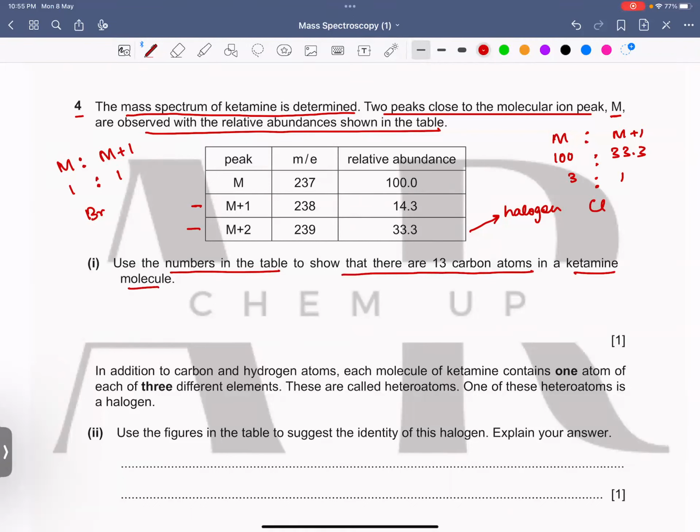Okay. So we know the formula: 100 upon 1.1 times the M plus 1 peak, which has an abundance of 14.3, and the M peak has an abundance of 100. So if you solve it, I think you would get 13 over here. Is this clear?